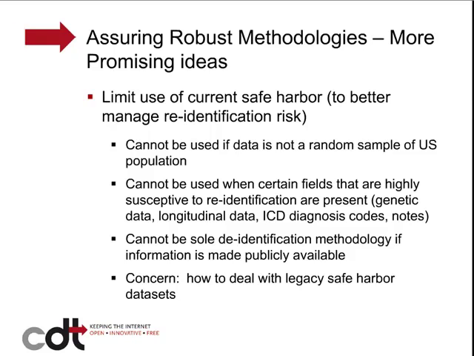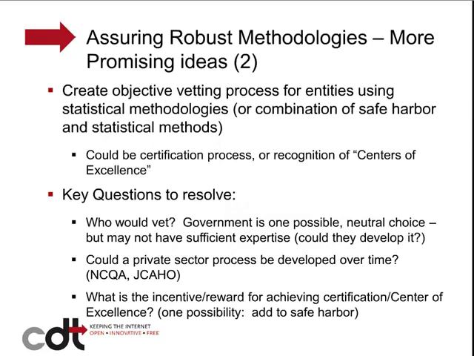Here are some more promising ideas that came out of the workshop, or that we are beginning to talk about in some more detail. Creating an objective vetting process for entities using statistical methodologies or a combination of safe harbor and statistical methods. And this could be a certification process or recognition of centers of excellence. And the centers of excellence idea was something that we had floated in our 2009 paper, but we said more details will need to be fleshed out if this is an idea worth pursuing. We do think it's an idea worth pursuing, but there are a number of key questions to resolve.